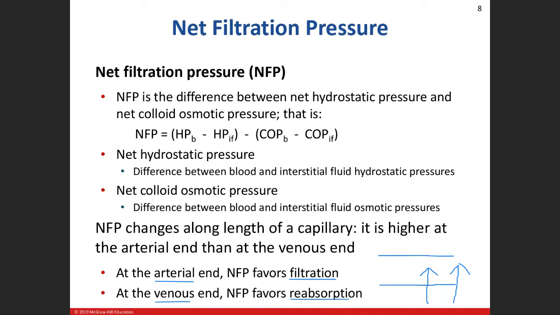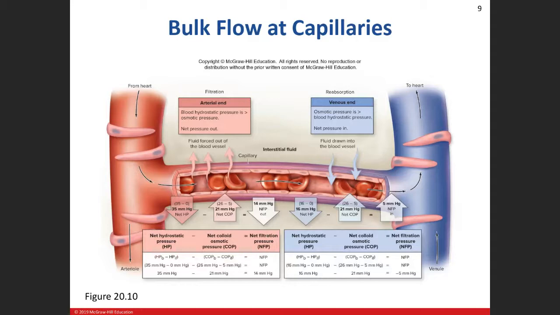I'll show you a good picture. This is in your book, figure 20.10, and that's what this is showing us here. So here comes our blood from the heart. Lovely, delicious oxygenated blood that's rich in all the nutrients and all the good stuff.